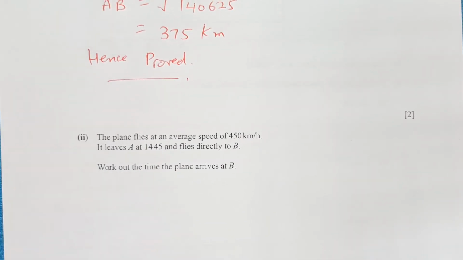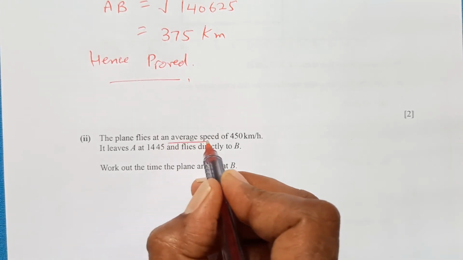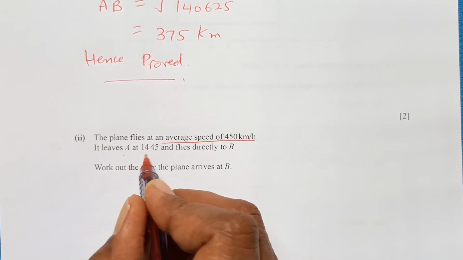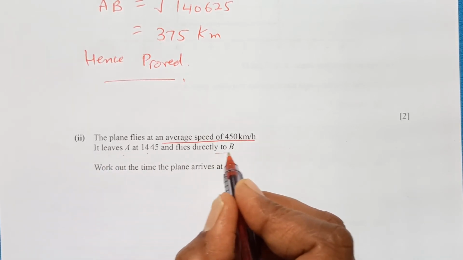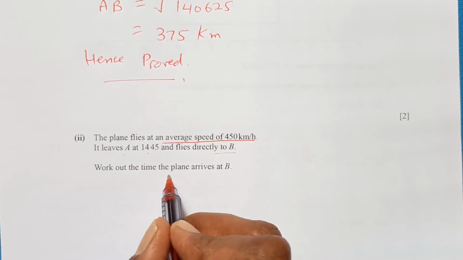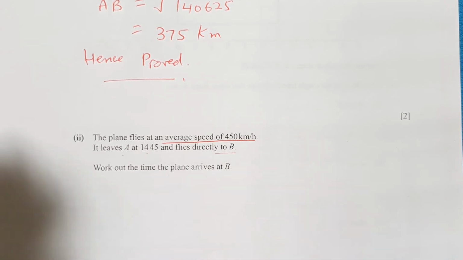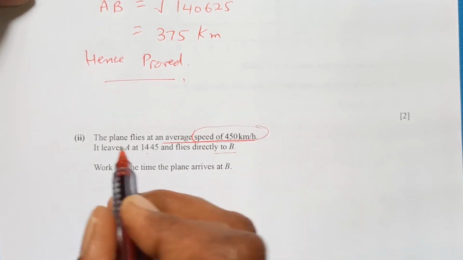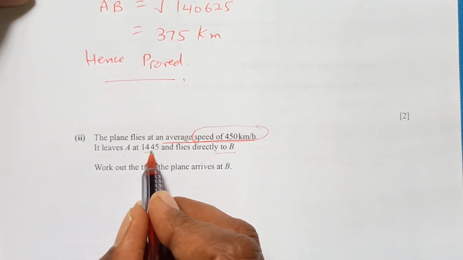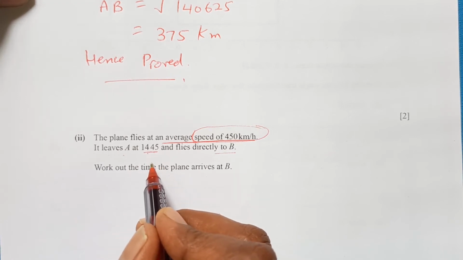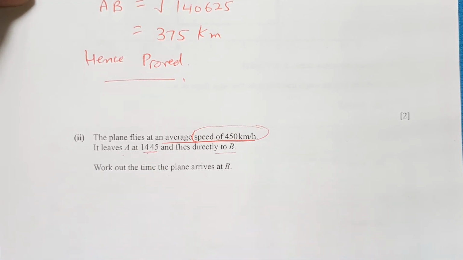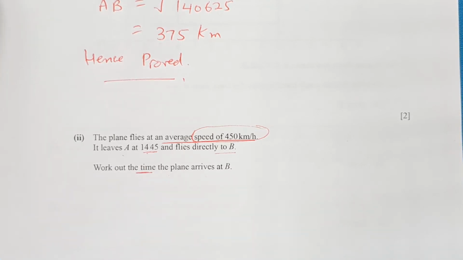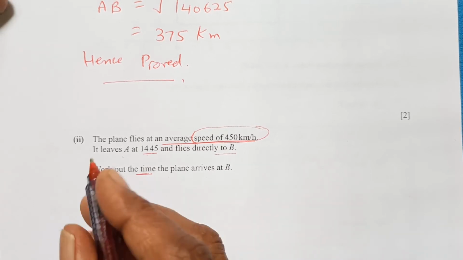Now part 2. The plane flies at an average speed of 450 kilometers per hour. It leaves A at 14:45 and flies directly to B. Work out the time the plane arrives at B. So we are given here the speed, and it leaves at this time. So we need to find out the time. So we will write down whatever is given to us.